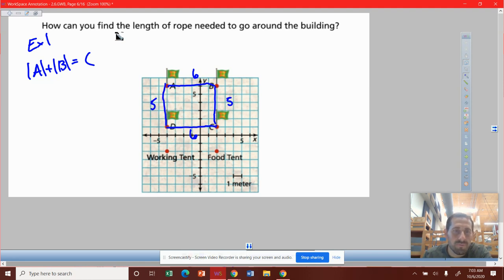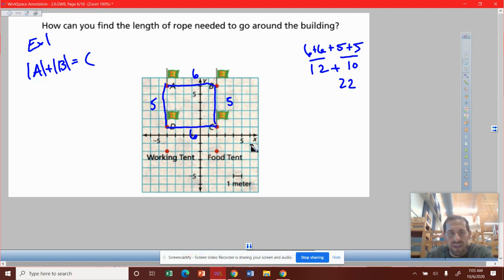So what is that perimeter? The rope's got to go around it. It's 6 plus 6 plus 5 plus 5. Well, we know 6 plus 6 is 12. We know 5 plus 5 is 10. What are those together? 22. But how would you show that using your absolute value?